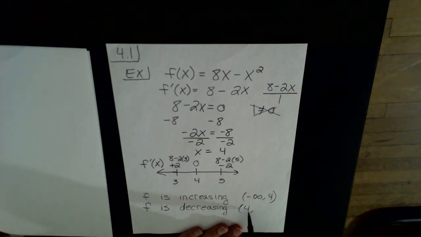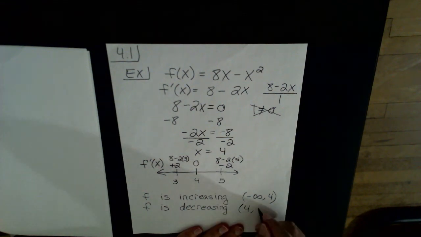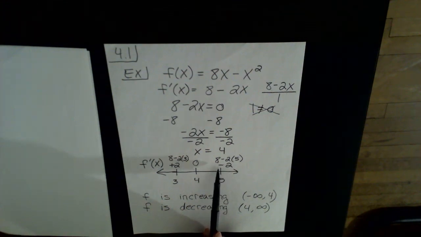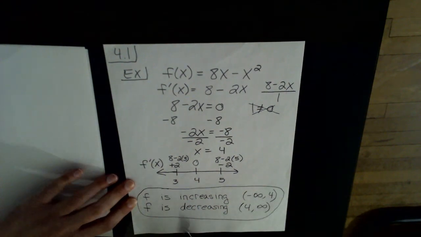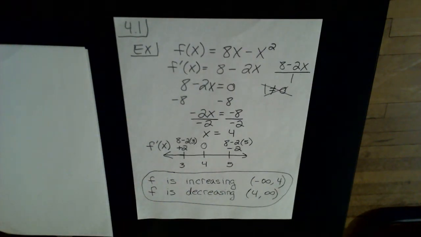So starting at 4, we go all the way to the right. Every value in our derivative will be negative. So 4 all the way to positive infinity will give us the values where the function is decreasing, because those are all the values where the first derivative is negative. And this solves the problem. We have now found everywhere that the original function f is increasing and everywhere that it is decreasing.